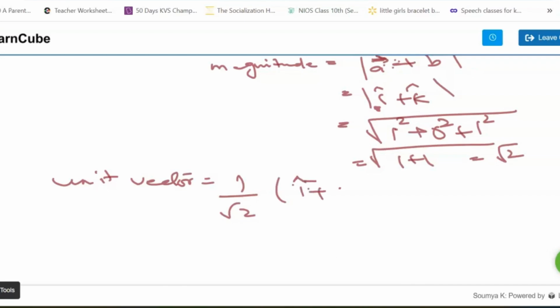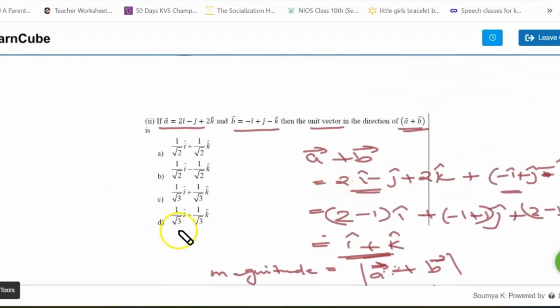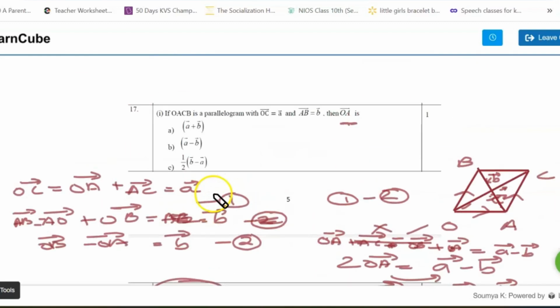i cap plus k cap, or you can write it as i cap by square root 2 plus k cap by square root 2, both cases. Okay, let's check the options. The first option is matching with the answer, so this is the correct answer. Hope you understood how to do this. Let's go to the next question.